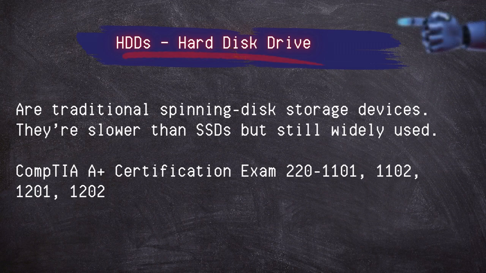HDD, or hard disk drive, are traditional spinning disk storage devices. They're slower than SSDs, but still widely used because of their price and storage capability.